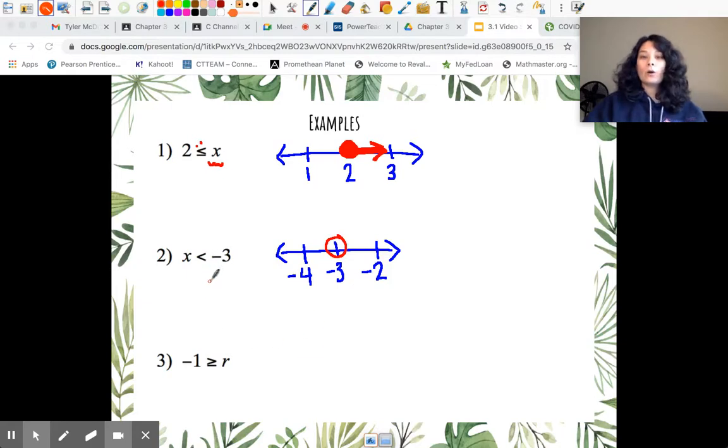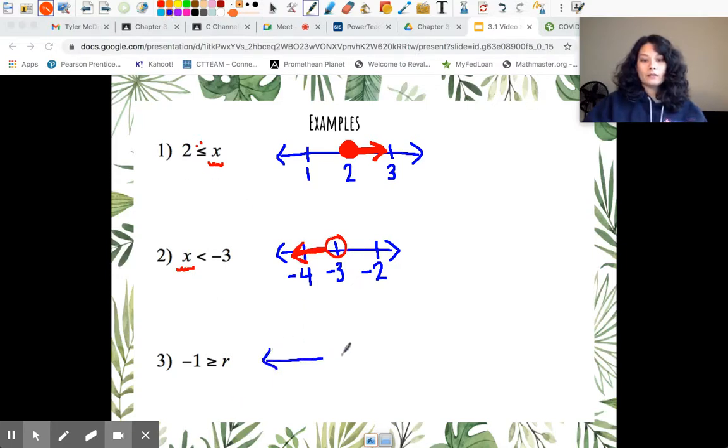Now I need to figure out which way to shade. Again, we start reading from the variable. This says x is less than -3 because that pointy part is facing the variable. So that means this is the smaller value. Well, if x is less than -3, all the numbers that are less than -3 are going to be to the left. So that's where I shade.